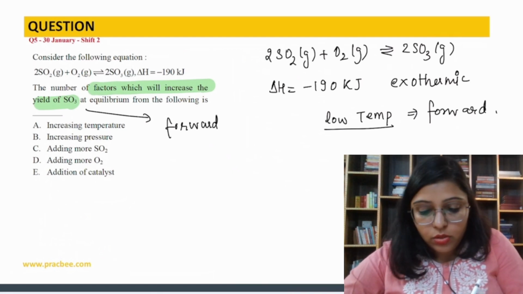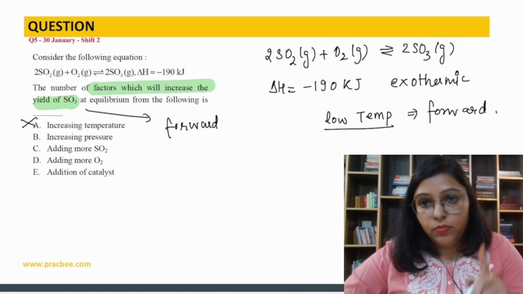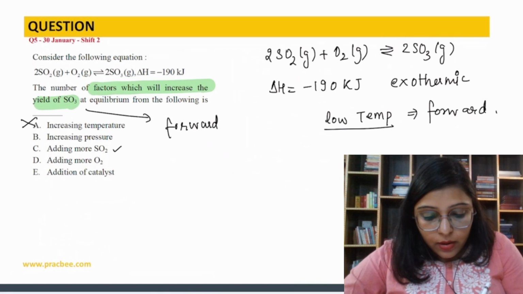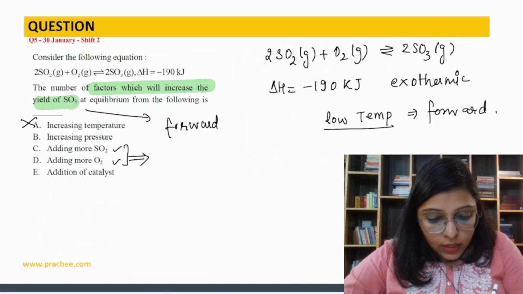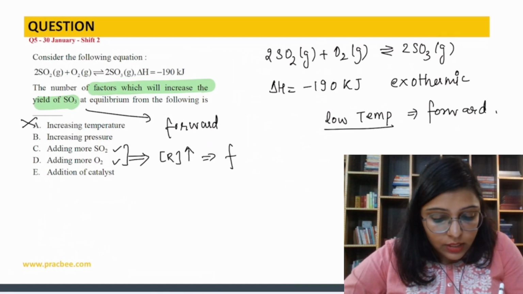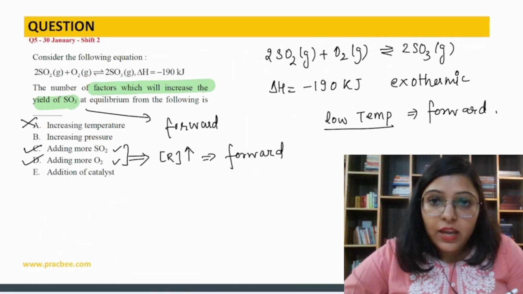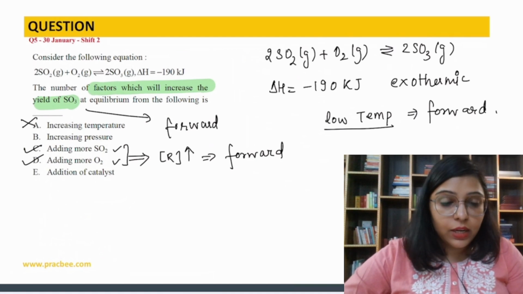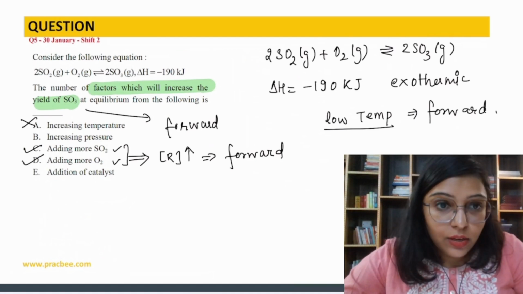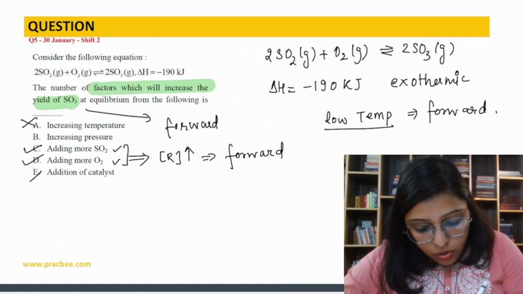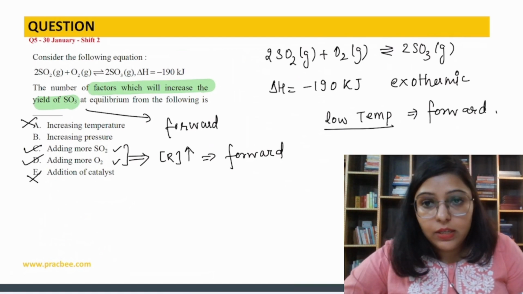So, increasing temperature? No. Increasing pressure? We have to check. Adding more SO2? If you add more SO2 or more O2, then the reactant concentration increases, and if reactant concentration increases, then it will move in the forward direction. So C and D, yes. Addition of catalyst, no. Addition of catalyst just increases the rate of a reaction, not the amount of SO3. So here, no.